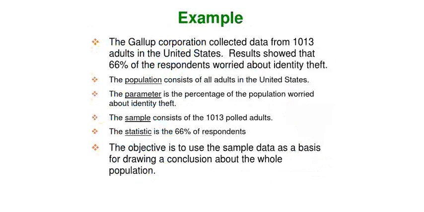In another example, the Gallup Corporation collected data from 1,013 adults in the United States, and the results show that 66% of the respondents worried about identity theft. The population consists of all adults in the United States, whereas the parameter is the percentage of the population that is actually worried about identity theft. Our sample consists of the 1,013 polled adults, and the statistic is 66% of those respondents. The objective is to use the sample data as a basis for drawing some conclusion about the entire population.